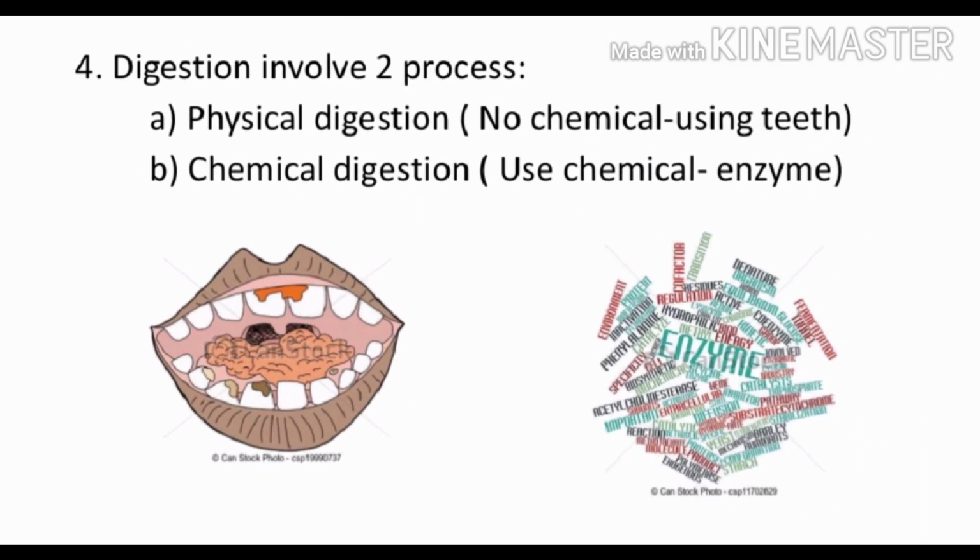Dear students, digestion mainly involves two processes. Number one, physical digestion. In this type of digestion, only teeth are used and no chemical is used. Only teeth will chew the food. And number two, chemical digestion. In this type of digestion, enzymes are used. Enzymes enhance the rate of reaction, acting as a catalyst. So these are the two types of digestion.